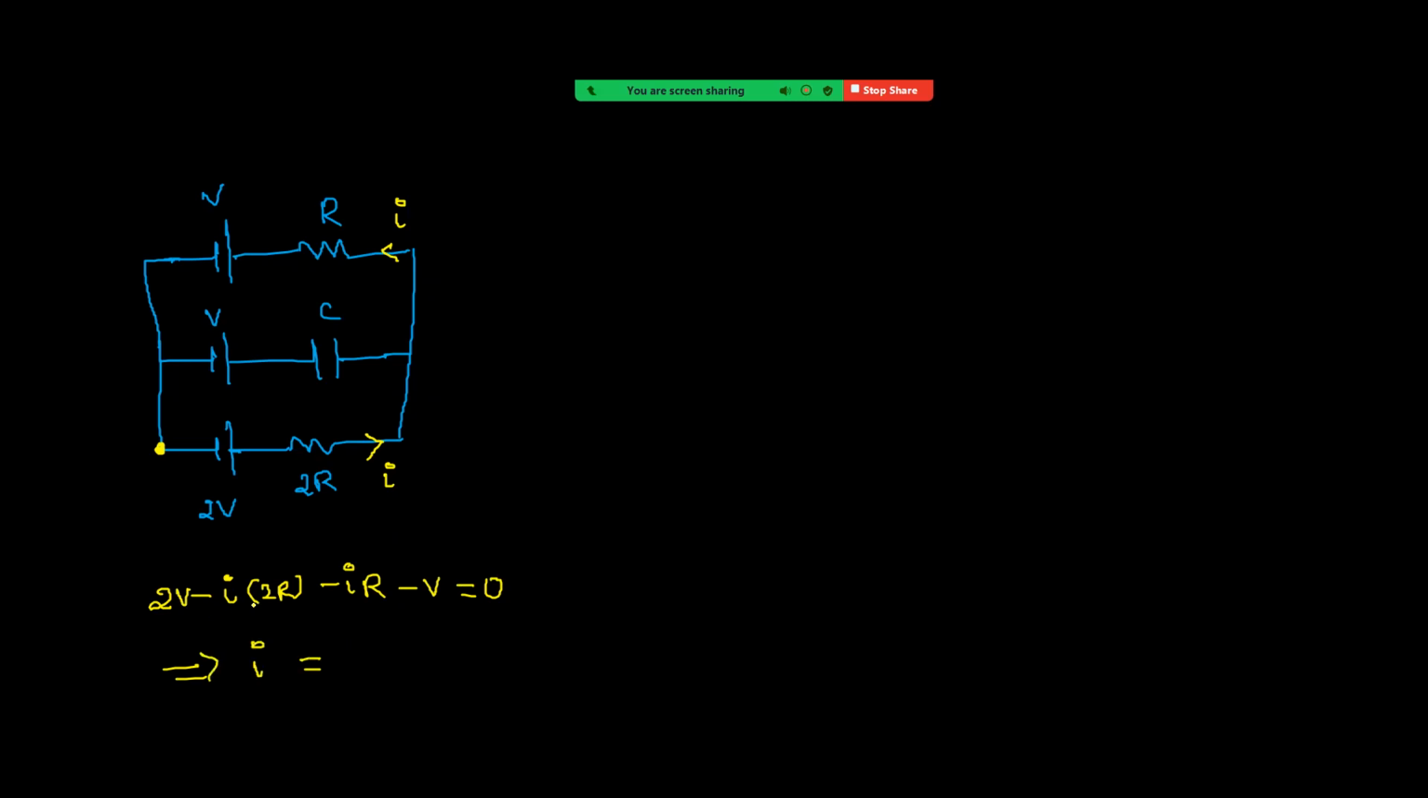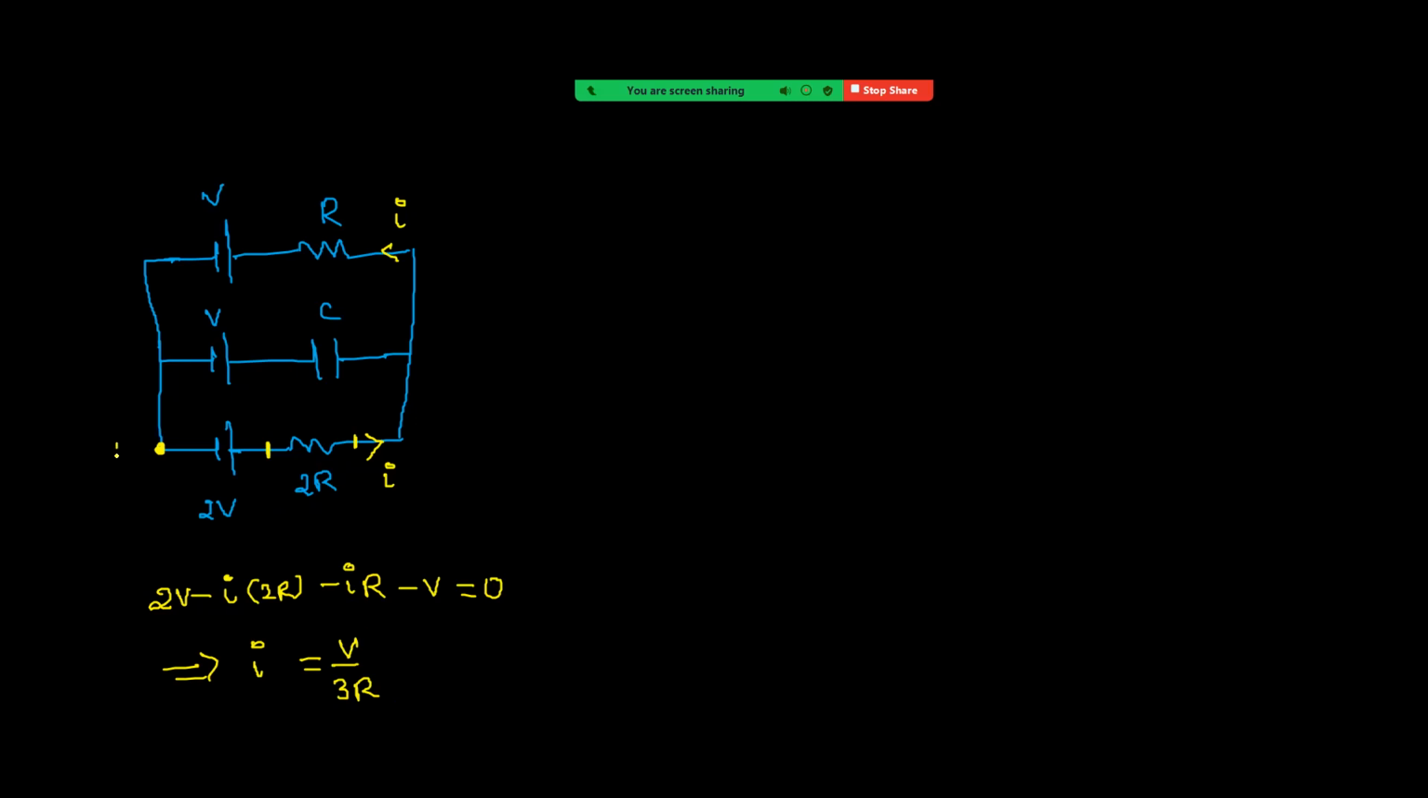Current equal to 2IR and IR, 3IR, that is equal to V. So it is now V by 3R, right? That is now the current flowing. Now see carefully, potential drop across the resistor here, across this. See how much?